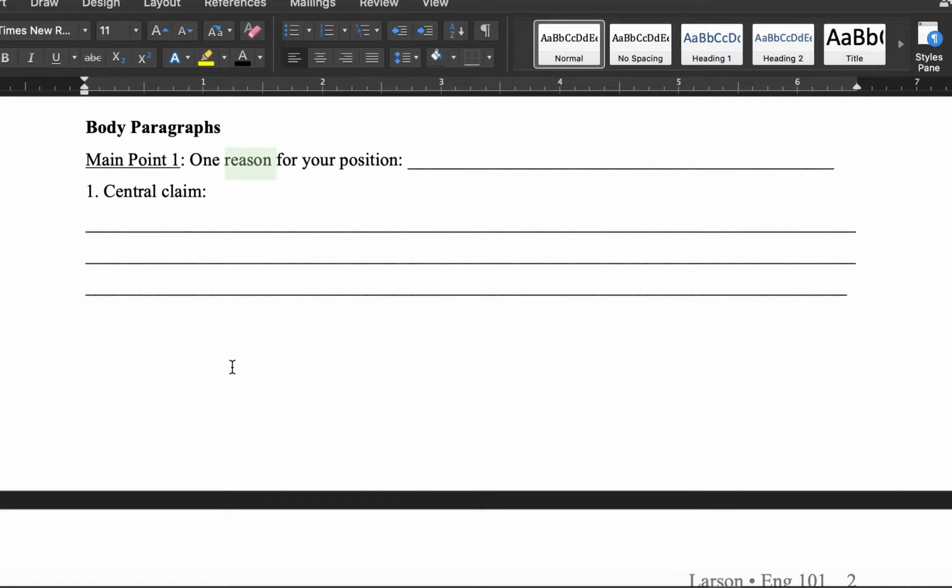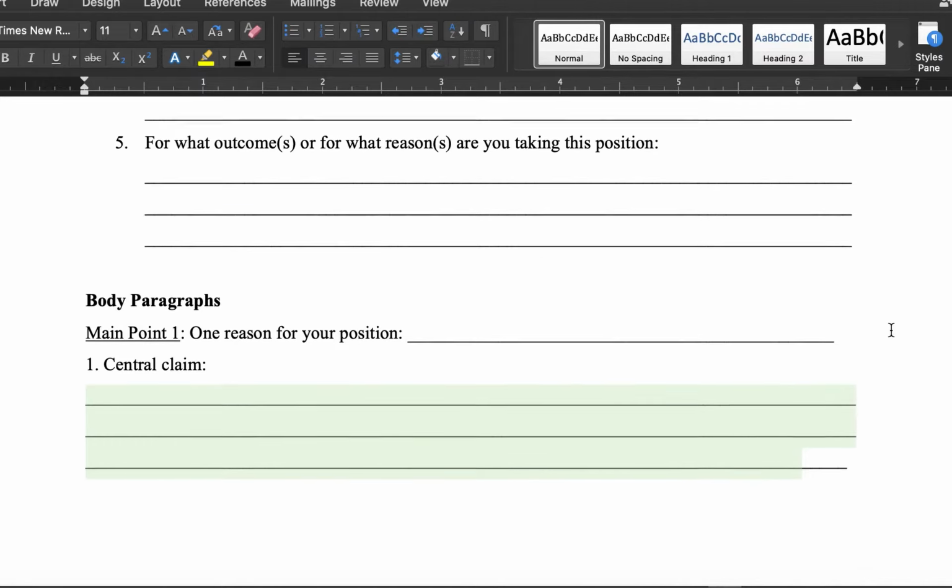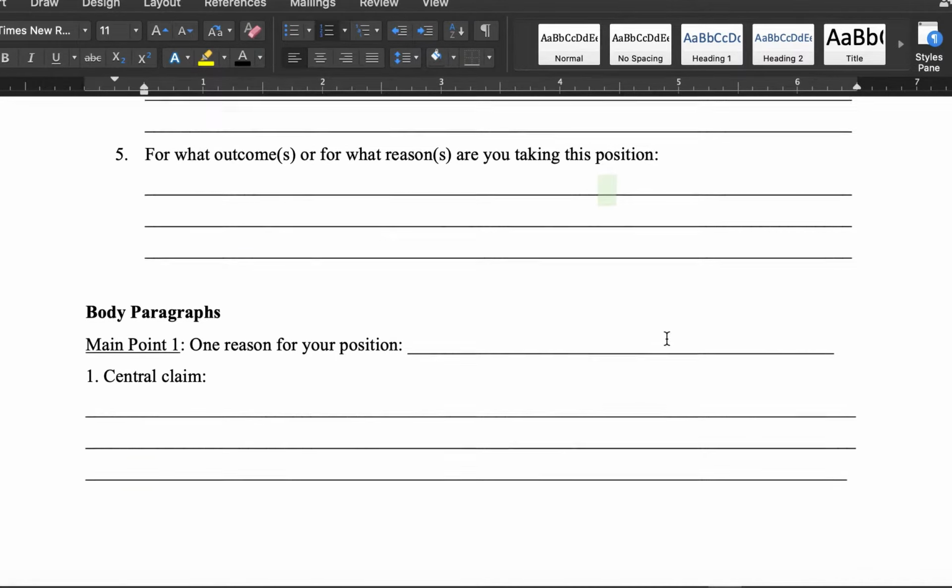There's a space here for you to practice writing your topic sentence. What is your central claim? So your claim might be that child marriage should be outlawed because it is psychologically and emotionally abusive for children to be forced into marriage by their parents. So that would be my claim for my first main point, and that would certainly be listed up here.